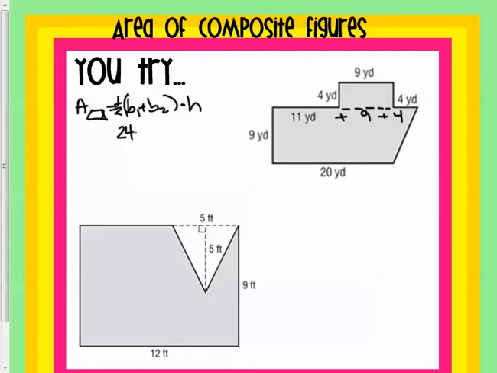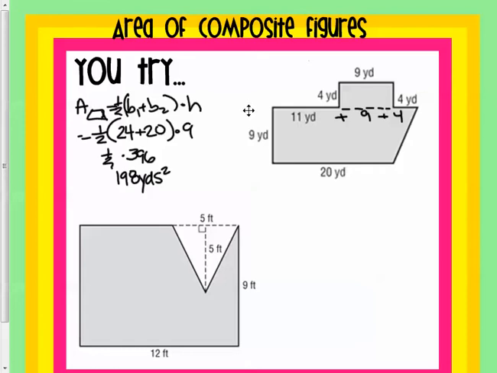Add that to 20, and we're going to multiply that by 9. So 24 and 20 make 44. 44 times 9 is 396. Take that times 1/2, or divide it by 2, and you get 198 yards squared.